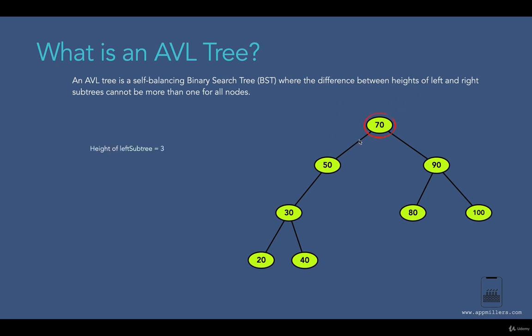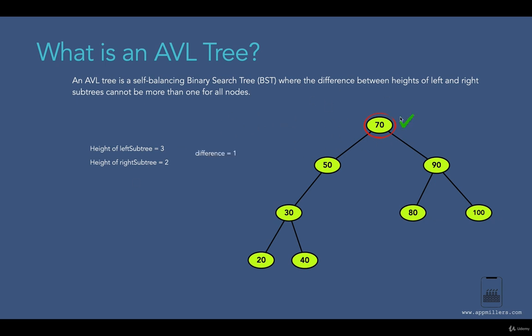So the height of the left subtree of this node is 3, because from the root node to the last leaf we have to go 3 steps. So this is 1, 2 and 3. And we need to find the height of the right subtree. In this case the height of the right subtree is 2, because from the root node to the deepest node we need to go 2 steps. So that's why the height of the right subtree is 2. So the difference between them is 1.